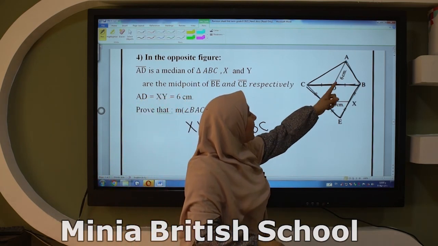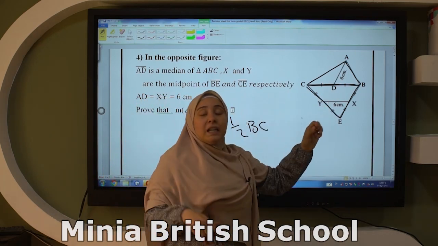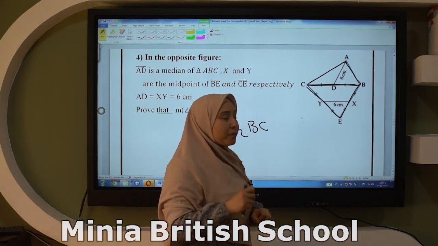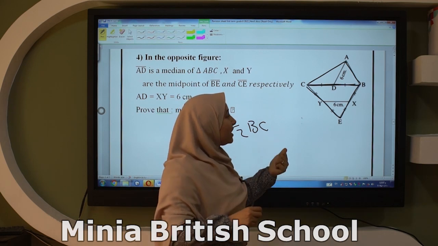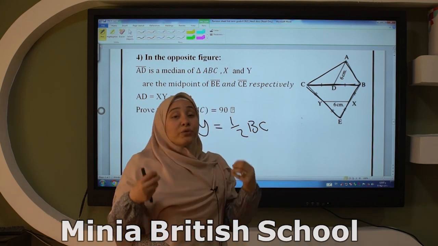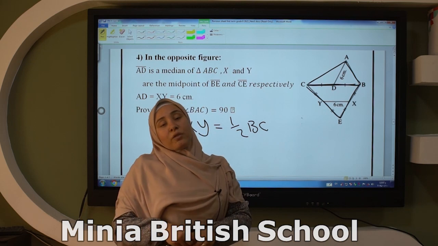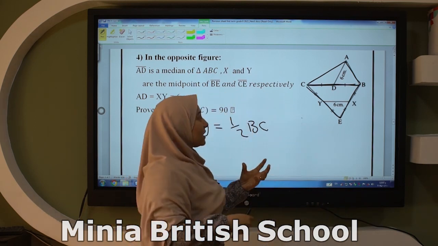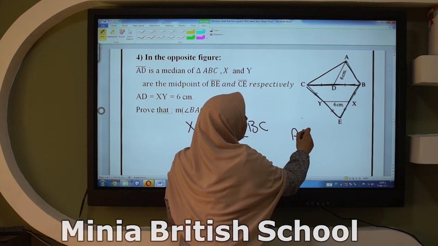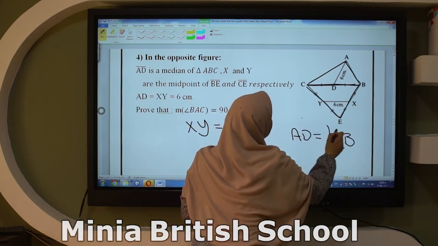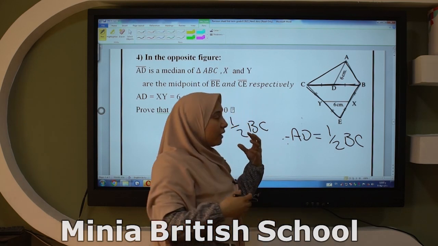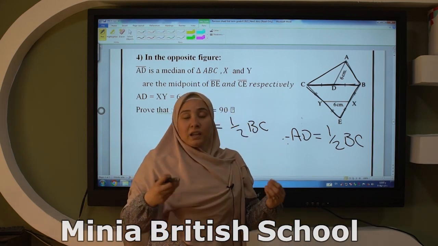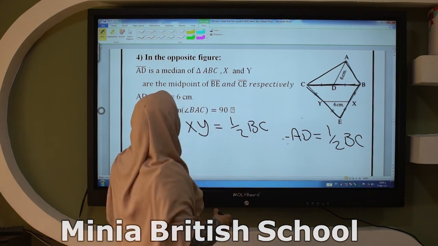In the triangle APC, D is the midpoint of BC, then AD is a median, and the median which is drawn from the vertex of right angle equal half the length of the hypotenuse. Then PC also equal 12 centimeters. Since AD equal half PC, then we can deduce the measure of angle A equal 90 degree.